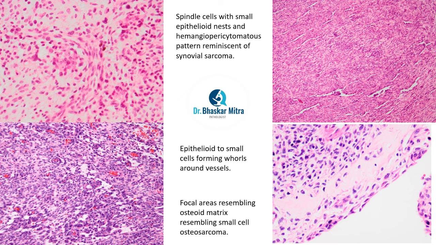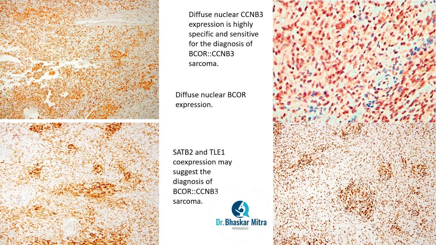So for a small round cell tumor with a generalized look of spindle cell morphology, we have to think of the non-EWSR1 ETS group. Among these, most commonly comes the BCOR family. These tumors are usually positive for BCOR expression. It's a nuclear factor. Along with this they may also express SATB2 or TLE co-expression.